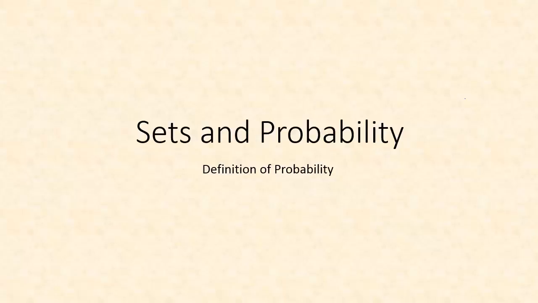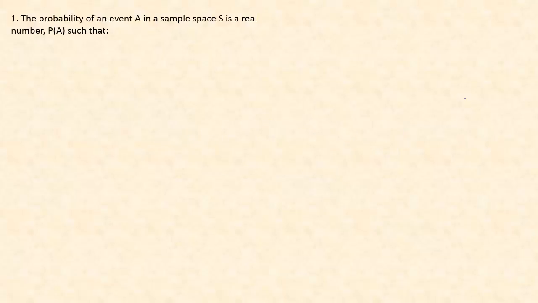Definition of probability. The probability of an event A in a sample space S is a real number which we call P of A, or probability of A occurring, such that the probability of A is always between 0 and 1 inclusive. So probability all exists on a number line from 0 to 1.